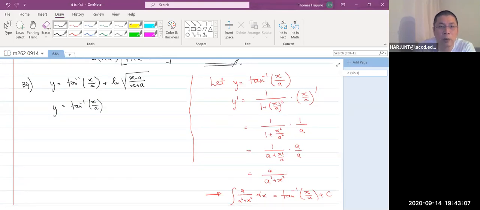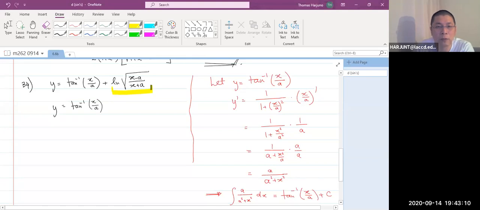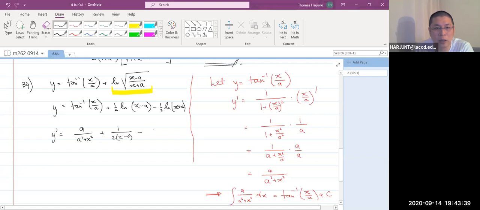Now the second part here, instead of doing the derivative from there, you can also see that as 1/2 natural log of x minus a minus 1/2 natural log of x plus a. You can also do it that way. So y prime equals a over a squared plus x squared plus 1 over 2 times x minus a minus 1 over 2 times x plus a.